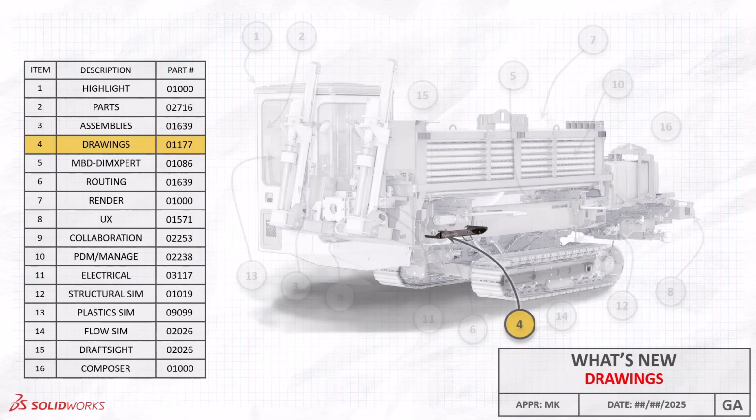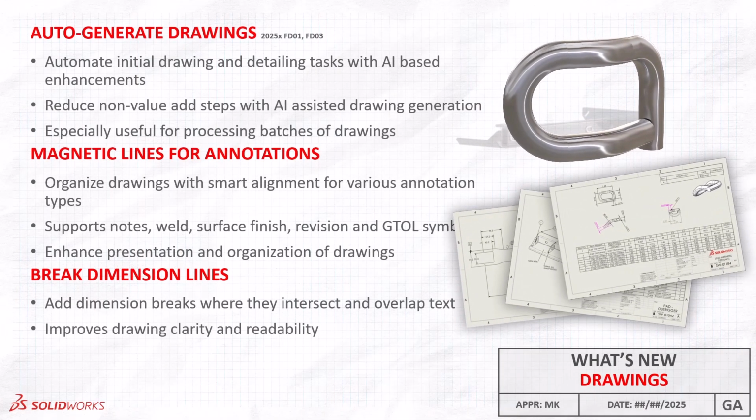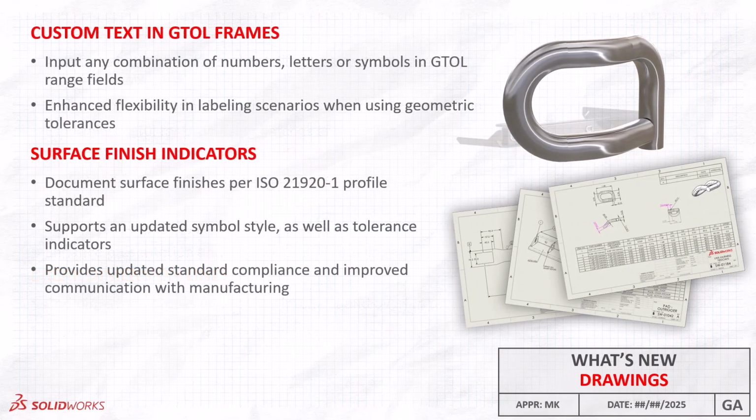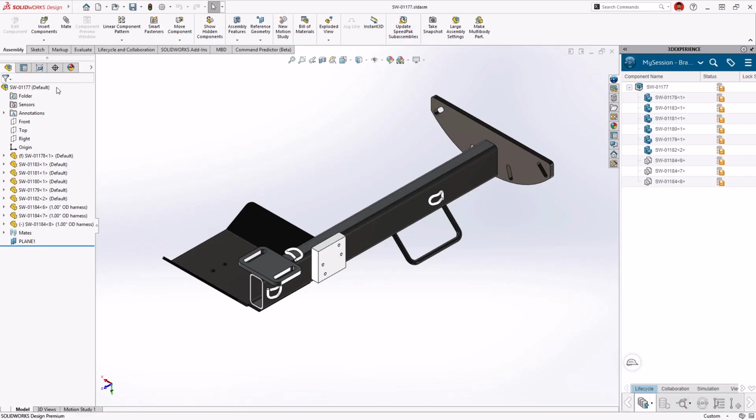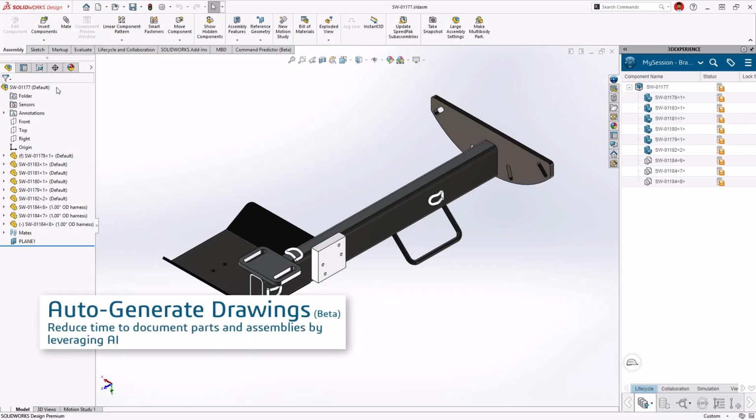In most cases, a detailed drawing is what stands between you and getting your product manufactured. Let's take a look at several time-saving, productivity-boosting enhancements to drawings and MBD in SOLIDWORKS 2026. Now you can leverage the power of AI to automatically generate drawings of native SOLIDWORKS models or imported geometry.